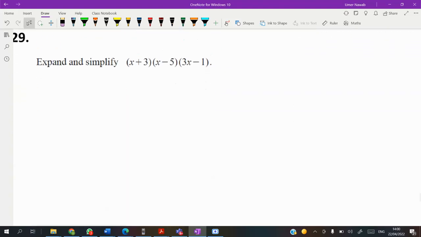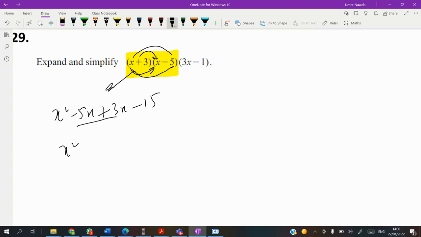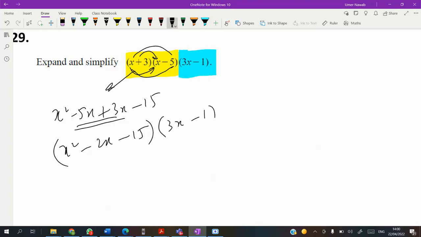Three brackets are multiplying. You need to multiply the first two brackets and see what the answer comes to. X multiplied with x squared, then minus 5x, then 3x, then minus 15. Simplify this. This is minus 2x minus 15. Now this bracket is going to multiply with 3x minus 1. Okay, do it again. X squared multiplied with 3x gives you x squared times x is x cubed, don't forget it. And x squared multiplied with minus 1 is minus x squared.